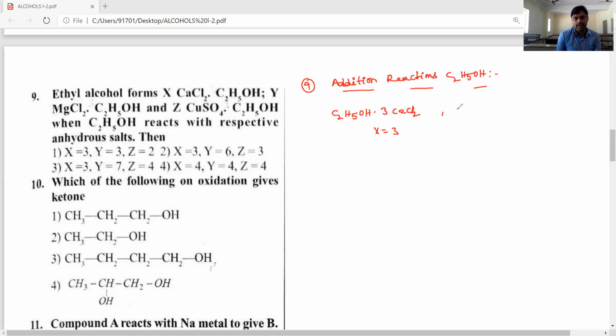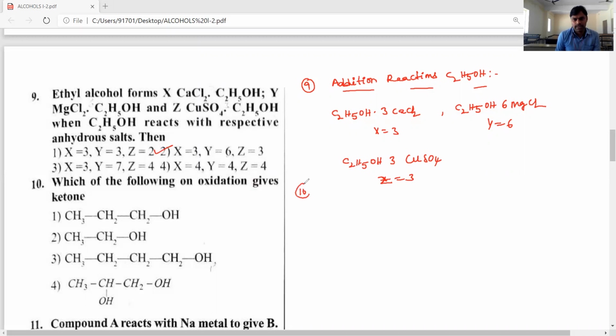Now ethyl alcohol adds with magnesium chloride. How many magnesium chlorides will be added to 1 mole of ethyl alcohol? 6. C2H5OH.6MgCl2. So Y is equal to 6. And if copper sulfate is present, how many moles of copper sulfate will be added to 1 mole of ethyl alcohol? 3. C2H5OH.3CuSO4. So Z is equal to 3. So the answer is 363, which means the second option is correct.